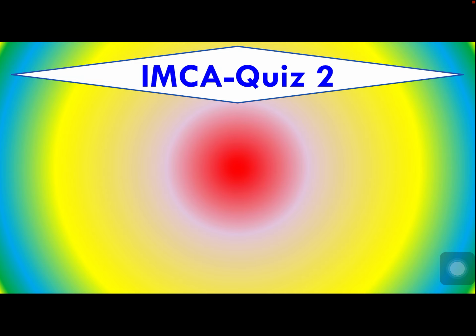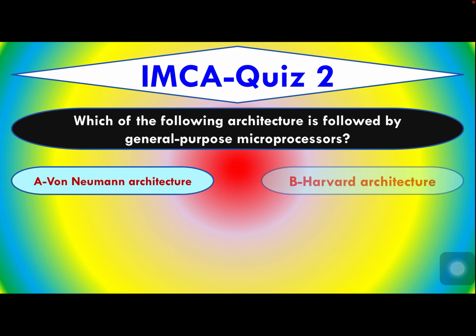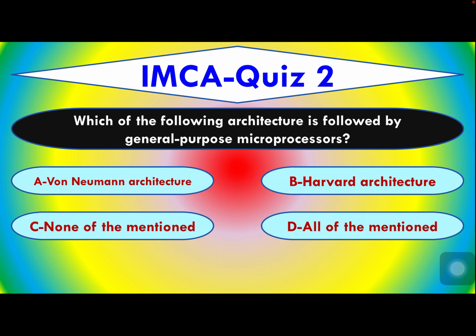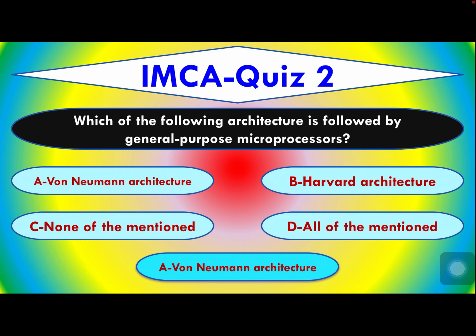In this video we are going to see the answers for quiz 2 in Introduction to Microcontrollers and Applications. The very first one: which of the following architecture is followed by general purpose microprocessors? A. Von Neumann architecture, B. Harvard architecture, C. None of the mentioned, that is not Von Neumann or Harvard architectures, and D. All the mentioned. The correct option is A. Von Neumann architecture.